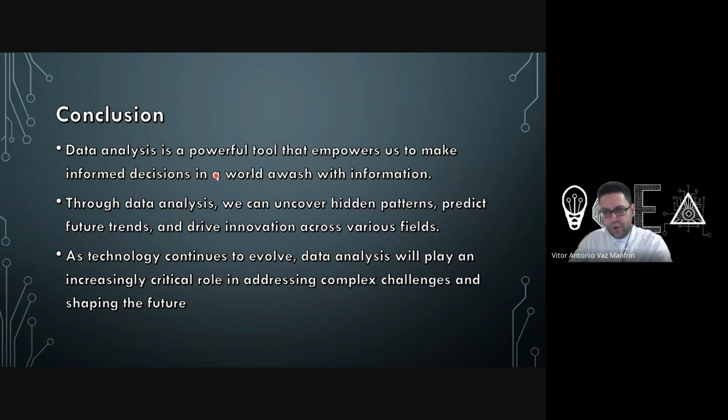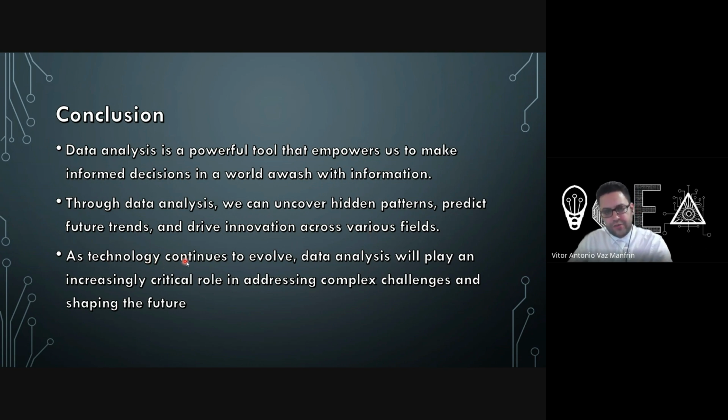It's very common nowadays. Through data analysis, we can uncover hidden patterns. Remember the false relationship and take care with that. Predict future trends and drive innovation across various fields. In medicine, we already have data analysis. In agribusiness, in the military area, in every area of human knowledge, we can extract data and analyze it.